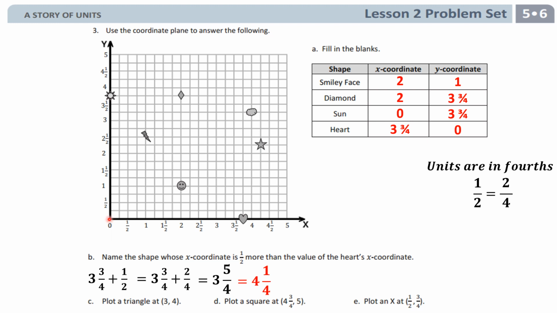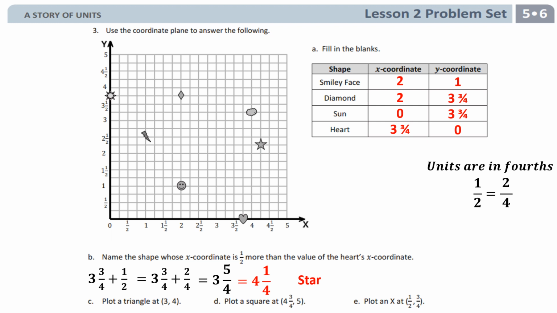Here's my 0. I'm going to go along the x-axis 4 1/4 units. I've gone too far because right now I got to 4 2/4. I need to go back by 1. This one here, the star, has an x-coordinate of 4 1/4.